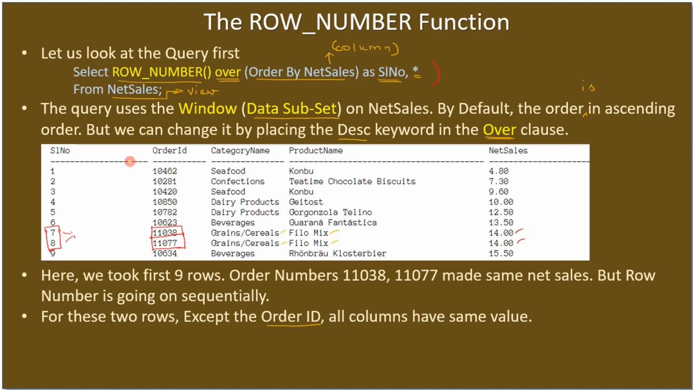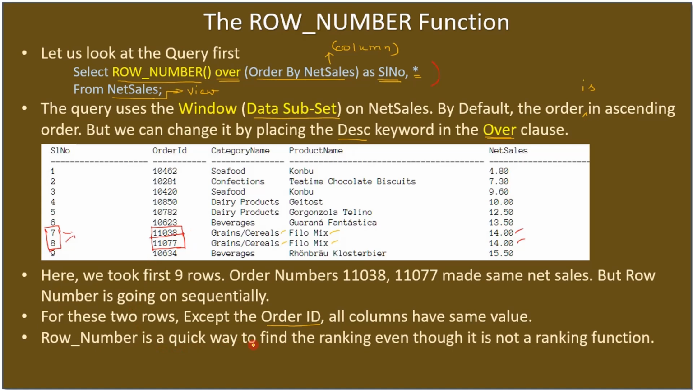So forget about the serial number which we introduced here, but the actual view contains the same records, or duplicate records, if these two order numbers match. All other columns are matching here, so we can see these two are two different records since the order ID is changing. If the order ID is also the same, then this is called a duplicate record.